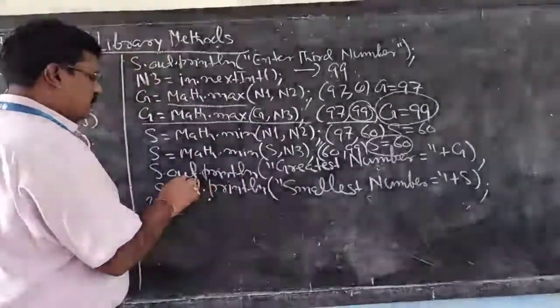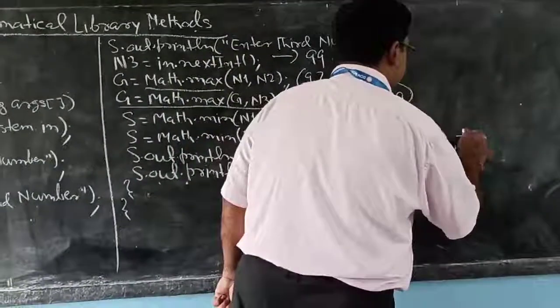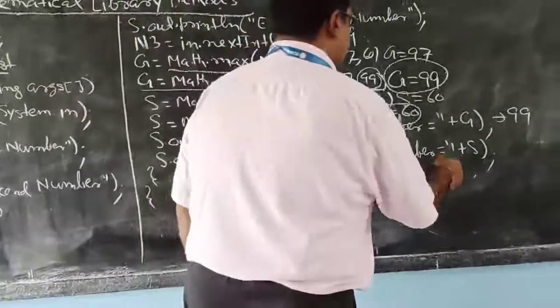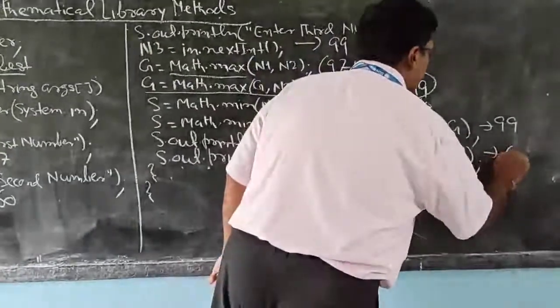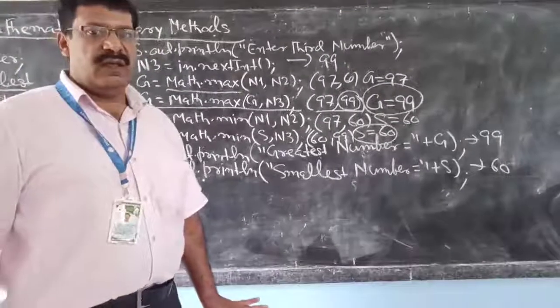So now the output will be System.out.println greatest number = G. The G value is 99, so the output will be 99. And the smallest number = S. The S value is 60, so 60 will be printed as the smallest number. Program done. So very simple.